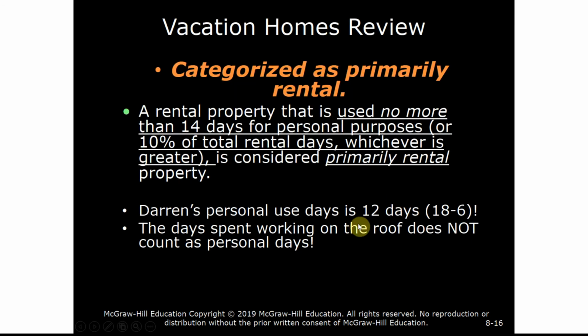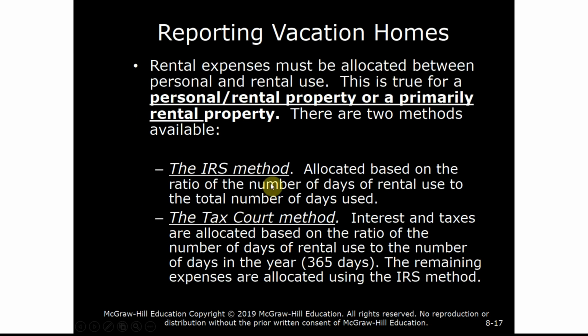So even if you go up to your vacation home and the children play on the beach and they're using the home, but the taxpayer is busy repairing the home, then those days spent repairing do not count as personal use. So there are a couple of ways to allocate these shared expenses between personal and rental of property. That's either personal rental or primarily rental. One is the IRS method. This IRS method can apply to all expenses, and it's based on the number of days of rental compared to the total number of days used. And again, that'll be more easily understood with an example I'll run through.